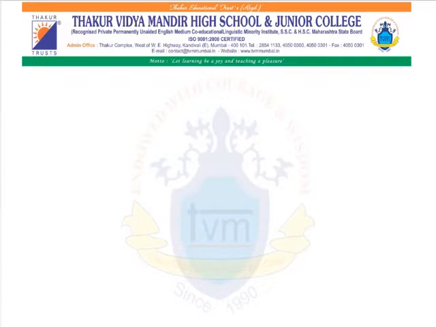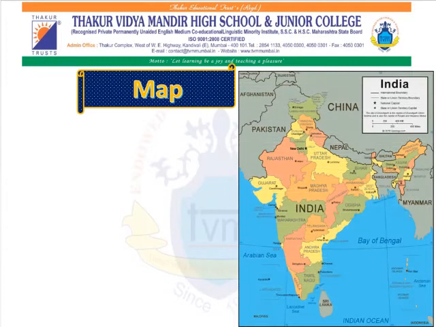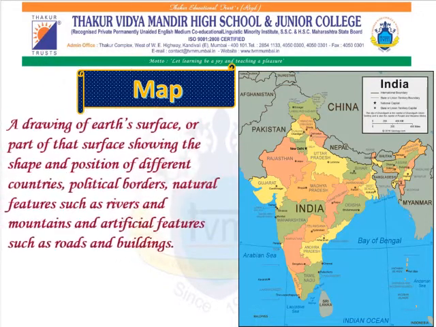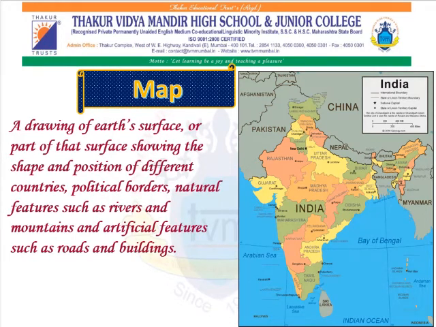Let us learn about maps. Students, this is a map of India. A drawing of Earth's surface or part of that surface showing the shape or position of different countries, political borders, natural features such as rivers and mountains, and artificial features such as roads and buildings is called a map. Students, we have maps in various forms. This is just an example to show you what a map is.